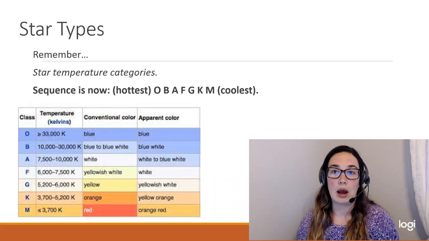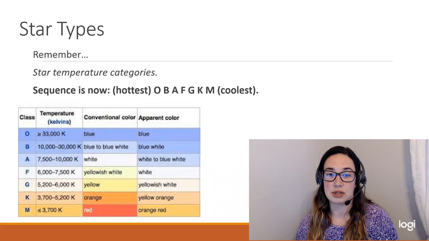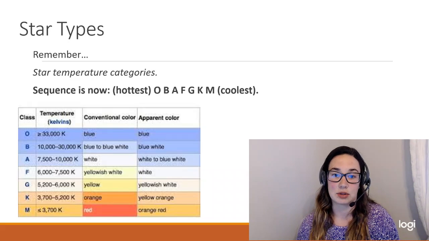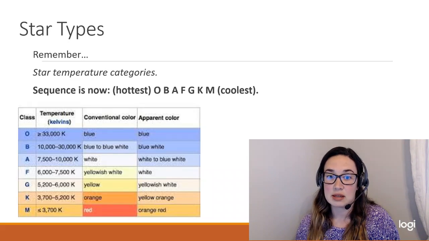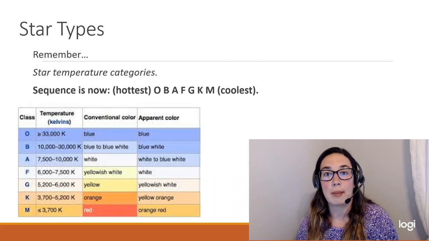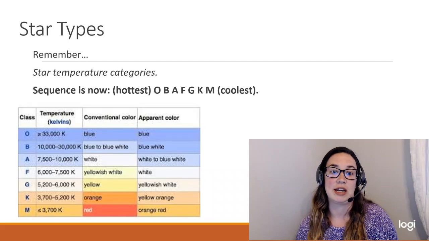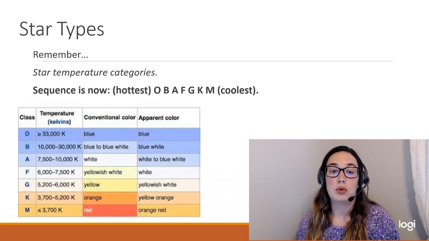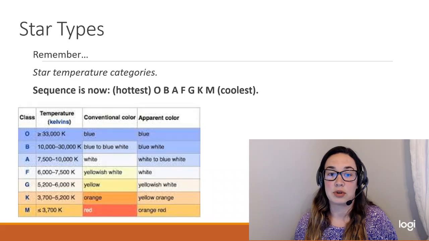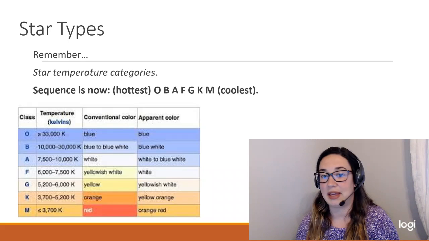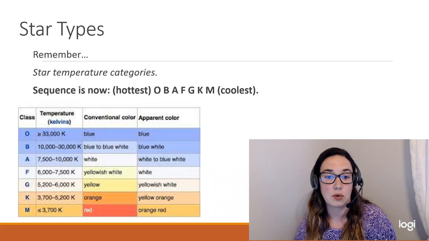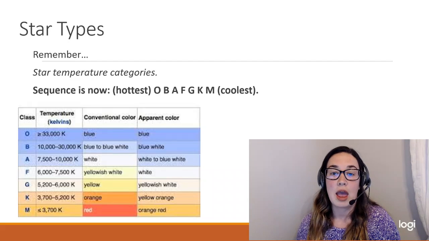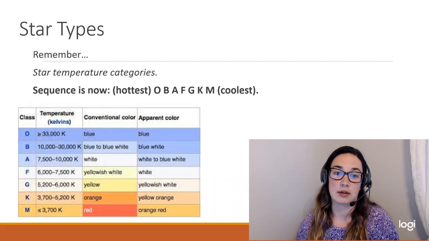Okay, so we were talking about how to classify stars based on their temperature categories and what the sequence was. If you remember from the last presentation I did, there were a few different classes for different stars: the O, the B, the A, the F, the G, the K, and the M, all the way from the hottest to the coolest in temperature and what color they appeared in the sky.